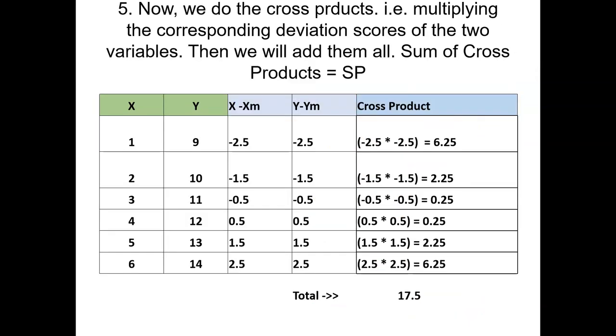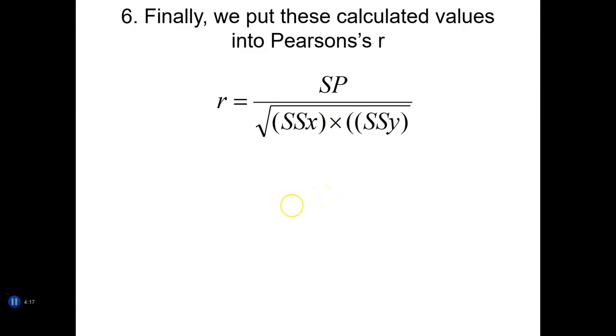And now moving on to the fifth step, we are going to do the cross product. Cross product is nothing but the multiplication of the corresponding deviation scores that we first obtained in our second step. It is minus 2.5 into minus 2.5 in our case, so it will be 6.25. Similarly I'll do it with the second row elements, minus 1.5 into minus 1.5, I get 2.25, and similarly I'll do it for all the rest of the rows and I get the total as 17.5. This is my SP.